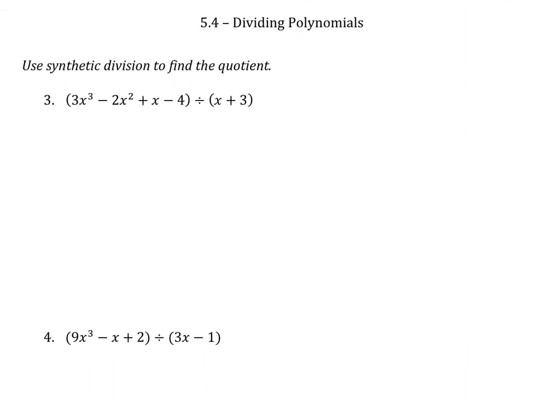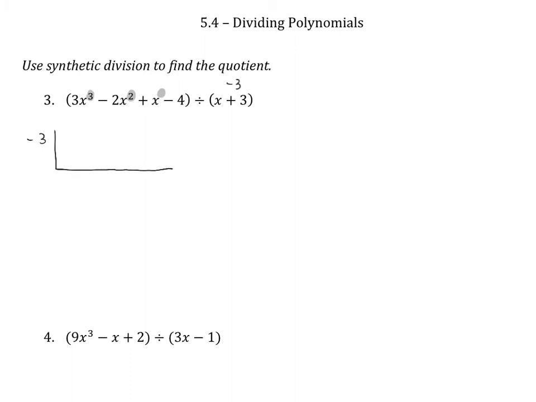So this next example, we're going to do synthetic division. First thing you want to do is make sure you identify the 0. So the 0 is negative 3. And then you want to make sure you have all of your powers in descending order. So we have x cubed, x squared, x to the first, and then no x. So that's perfect. So we're going to have negative 3 here.